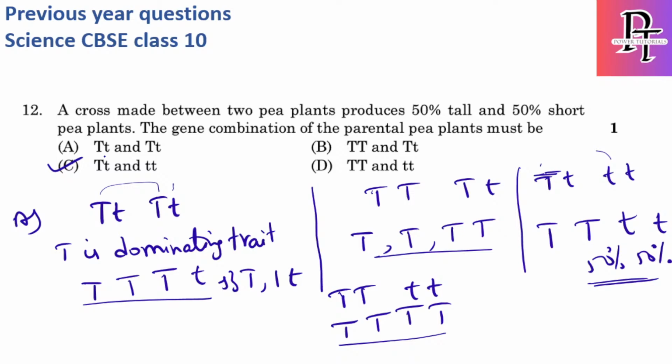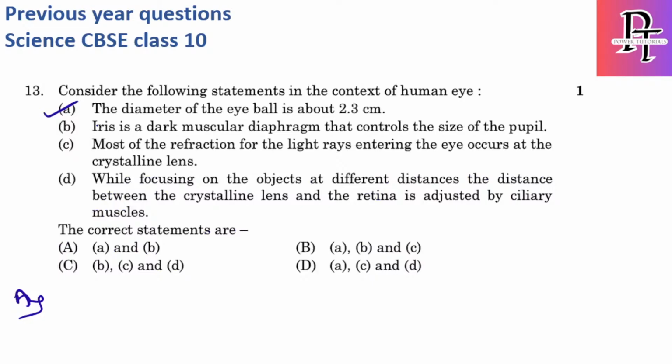Okay, let's move to the 13th question. Consider the following statements in context of the human eye. Option A, the diameter of the eyeball is around 2.3 centimeters. Yes, this is correct. Iris is a dark muscular diaphragm that controls the size of the pupil. Yes, this is also correct. Most of the refraction of light rays entering the eye occurs at the crystalline lens. This is wrong, because at the crystalline lens it happens only 20%, whereas 80% of refraction happens at the cornea.